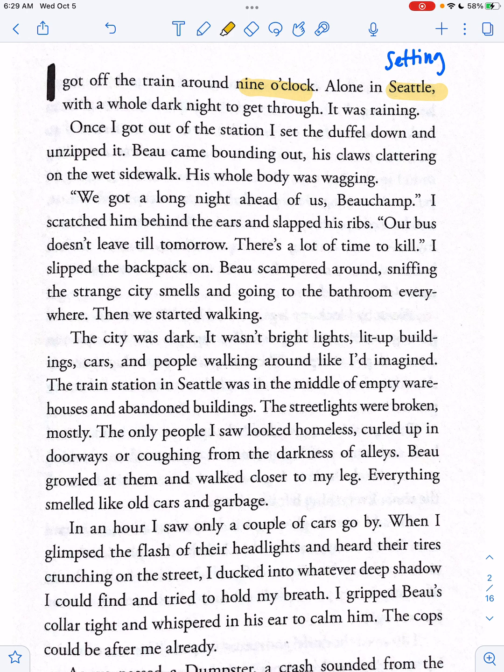Once I got out of the bus station, I set the duffel down and unzipped it. Bo came bounding out, his claws clattering on the wet sidewalk. His whole body was wagging. We got a long night ahead of us, Beauchamp. I scratched him behind the ears and slapped his ribs. Our bus doesn't leave till tomorrow. There's a lot of time to kill. I slipped the backpack on. Bo scampered around, sniffing the strange city smells and going to the bathroom everywhere.